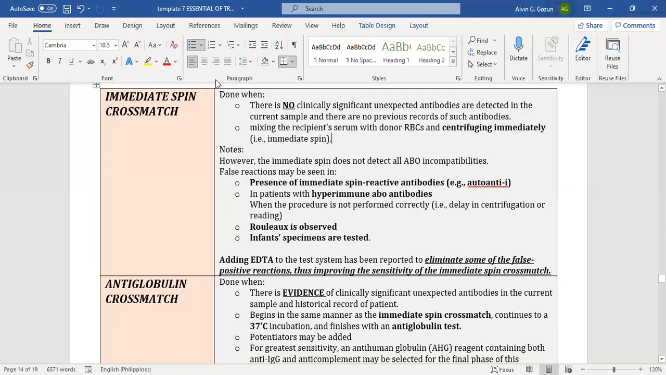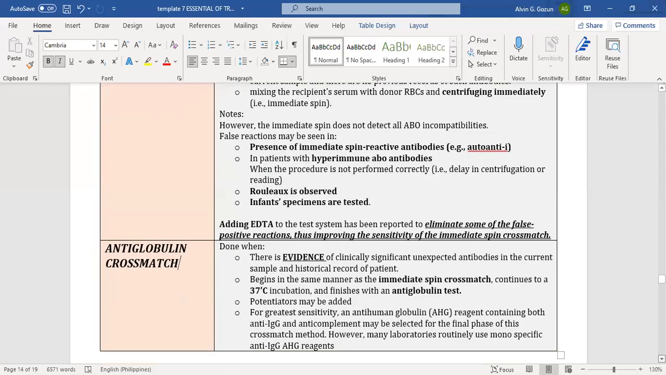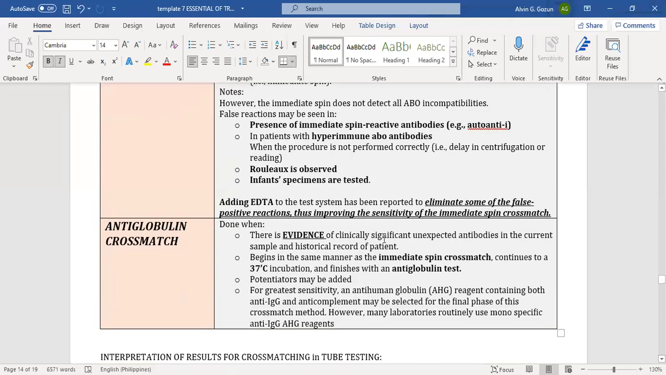So in our immediate spin cross-match, this is all you will do. You will not proceed to the 37 degrees Celsius and anti-human globulin phases, which is why it is called immediate spin cross-match. When is it done? When no clinically significant unexpected antibodies are detected. When is the antiglobulin cross-match done? It is done when there is evidence of clinically significant unexpected antibodies in the current sample and the historical record of the patient, meaning when the patient has an antibody. The antiglobulin cross-match begins in the same manner as the immediate spin cross-match, continues to 37 degrees Celsius, and finishes with the antiglobulin test.